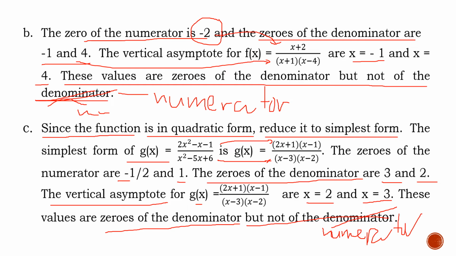So meaning to say, in finding your vertical asymptotes, the first thing to do is to simplify. Look for the simplest form of the given function, if it is in the form of a quadratic. Then look for the value of x that will make your denominator equal to 0 and is not a zero of your numerator. If that is the case, we can consider these values as your vertical asymptotes.